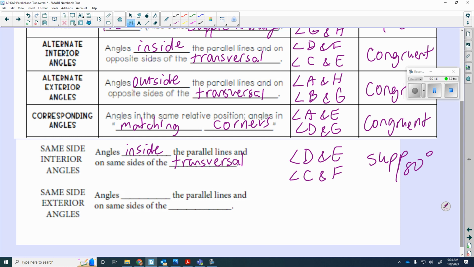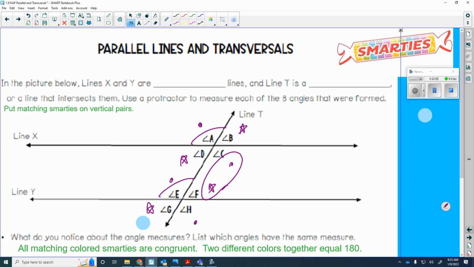And now we've got one more. Same side exterior. Well, this would be angles that are outside the parallel lines and on the same side of the transversal. Okay, now look back at our picture. We're now on the outside of the parallel lines, but on the same side. So that would be what?